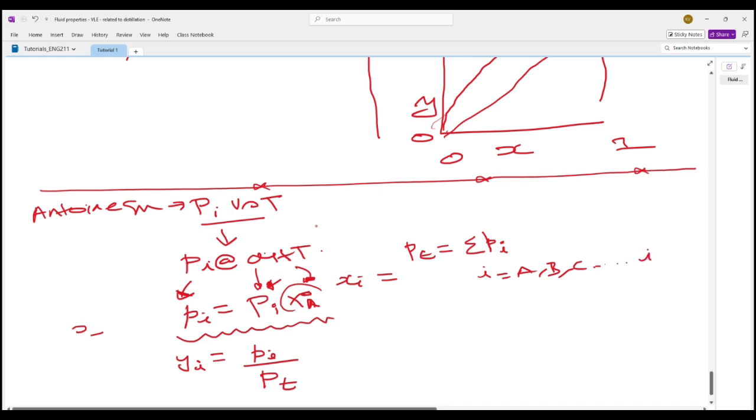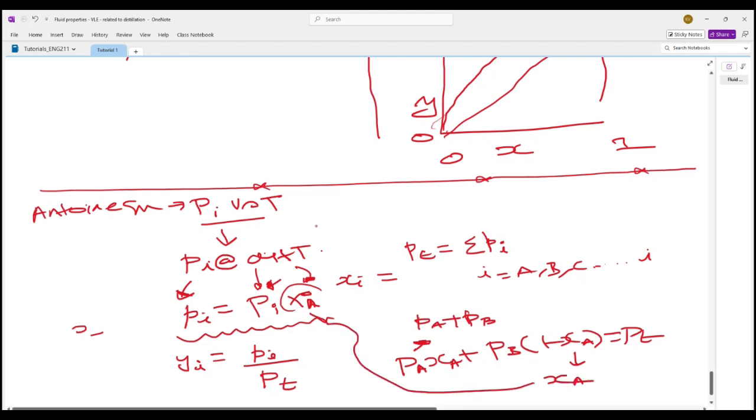So from here we know how to calculate, for example, PA plus PB, the partial pressures, and then we can apply Raoult's law, which is capital PA times x of A plus PB times 1 minus x of A, that's equal to Pt. From here you get x of A. So you use this x of A to get the partial pressure of A. Then from there you can get the mole fraction of A in the vapor side.